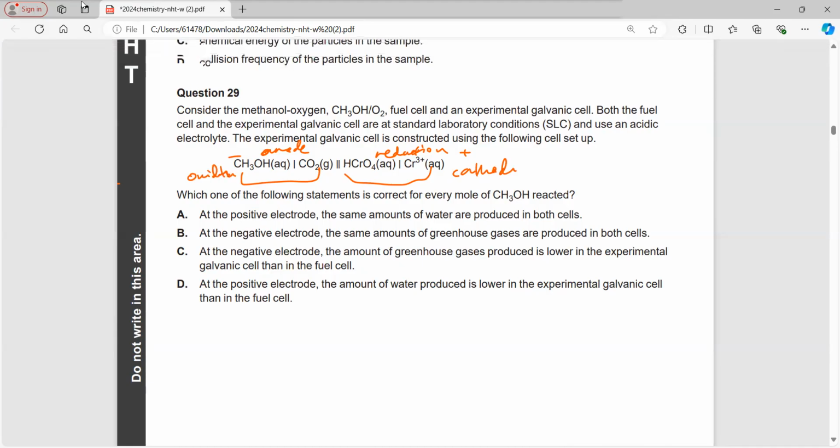Which one of the following is correct for every mole of CH3OH reacted? At the positive electrode, same amounts of water are produced in both cells. Okay, so at the positive electrode, let's quickly have a go at balancing this equation.